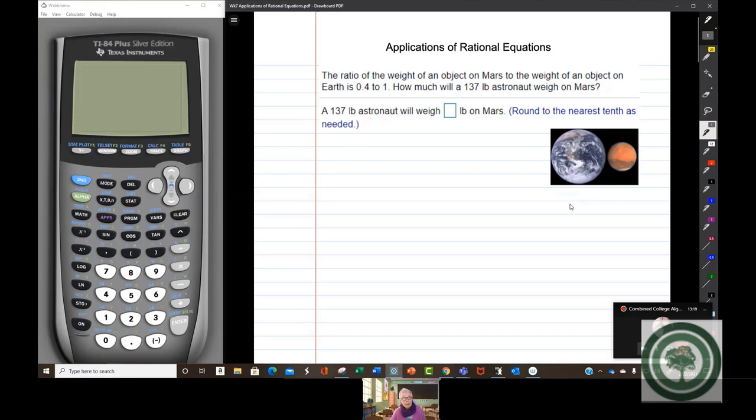The ratio, the fraction, of the weight of an object on Mars to the weight of the object on the Earth is 0.4 to 1. Now, how that's written is this. The first thing it says is the weight of an object on Mars, weight on Mars. The word "to" is a fraction bar, actually. And the weight of an object on Earth, so weight on Earth, is 0.4 to 1.